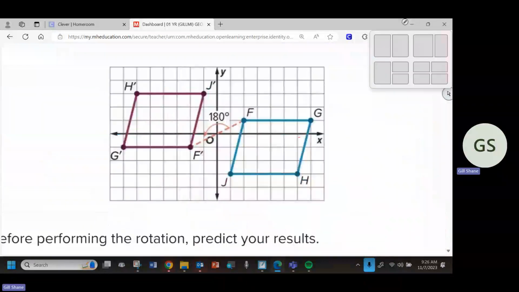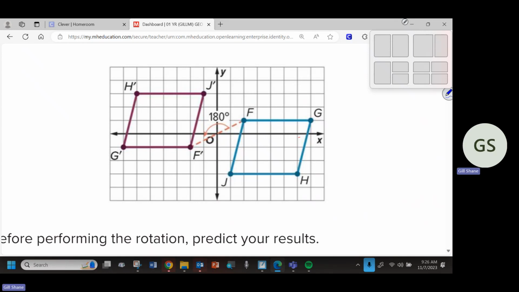There we go. So the markings tell you the original and the final. I'm not asking a question, I'm just reviewing it. If you have two images, the original image is the one without the little tick marks, the prime mark.